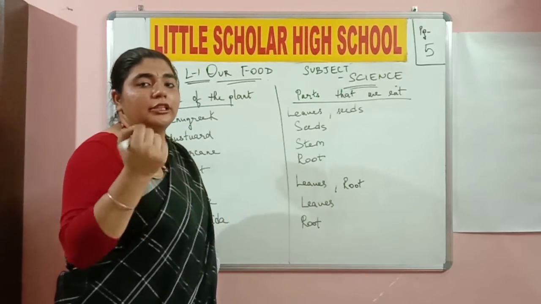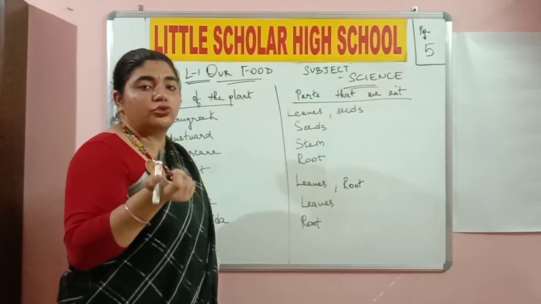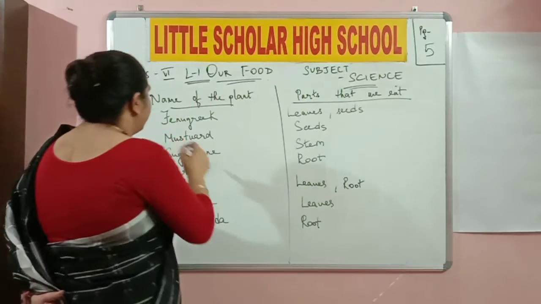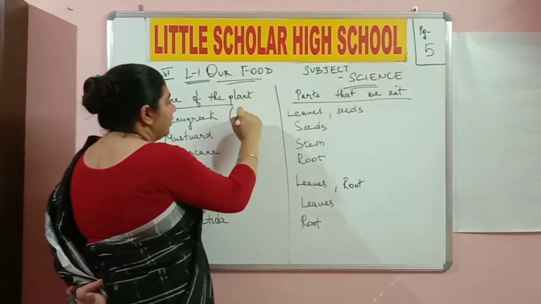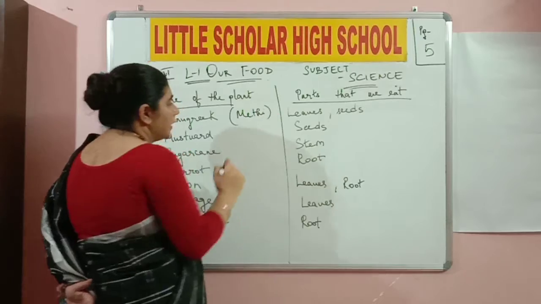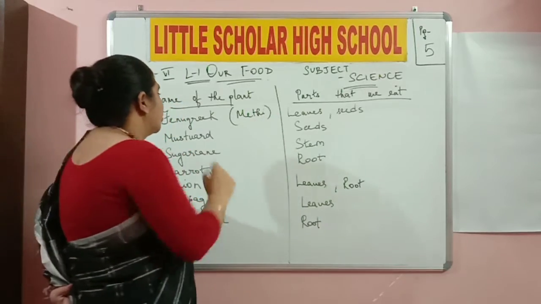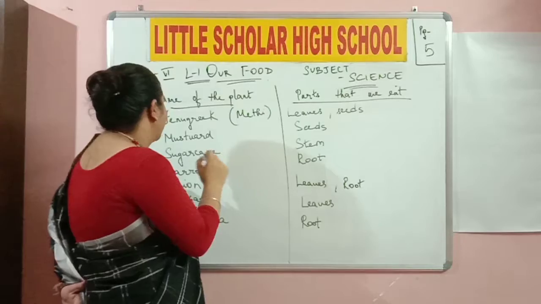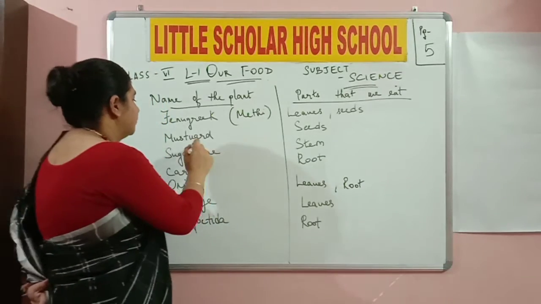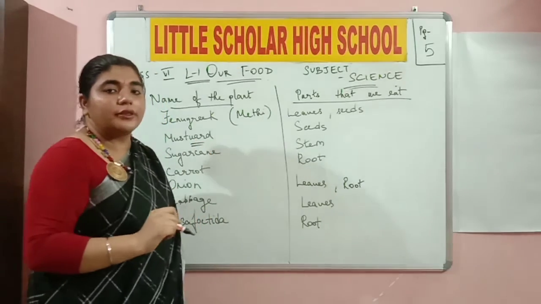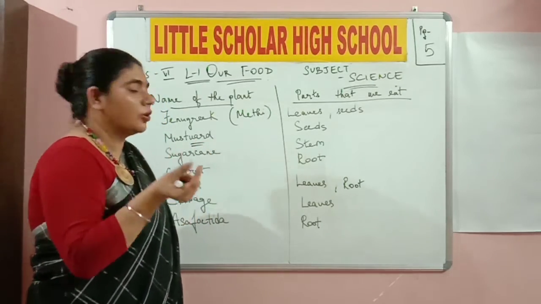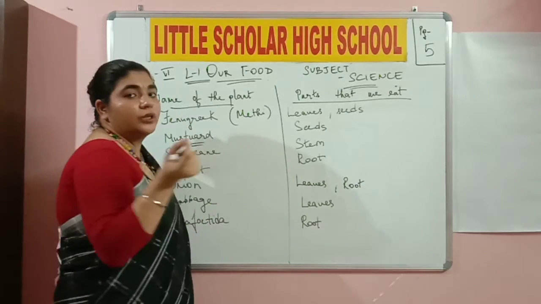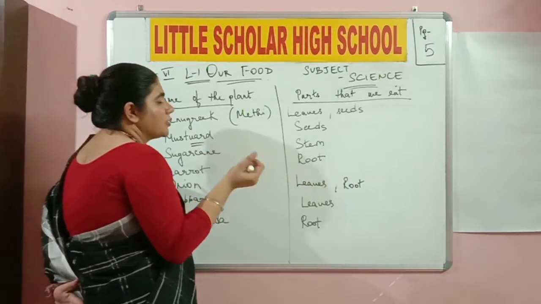What are the parts of a plant? The leaves, the stem, the roots. Okay, let's look at this. Fenugreek, or methi in Hindi: you eat the leaves or the seeds of fenugreek. Mustard. What do you think mustard is? Mustard is the sarso. You eat the mustard seeds.